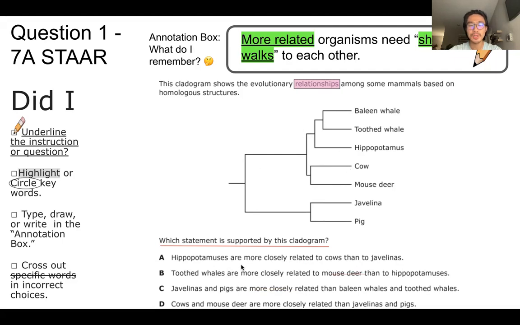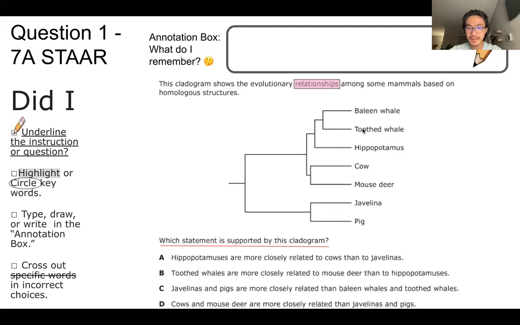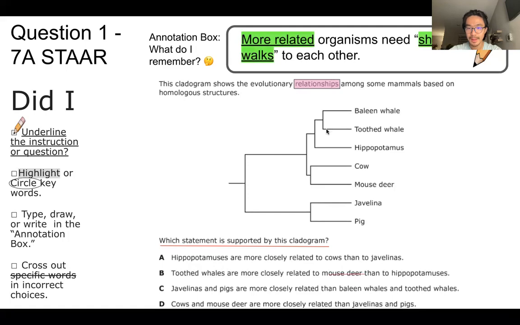Let's look at B. Toothed whale. It's over here. Let's see how far it takes to walk over to the mouse deer. So we walk. We get to the mouse deer. Okay, now let's see how far it takes to walk over to the hippopotamus. It takes less distance. So it's actually more related to the hippopotamus. Let's see if it says that. It says the whale is actually more related to the mouse deer. So that's the opposite of what we found. So that's not true. We can take out the words mouse deer. It's not more related to that.